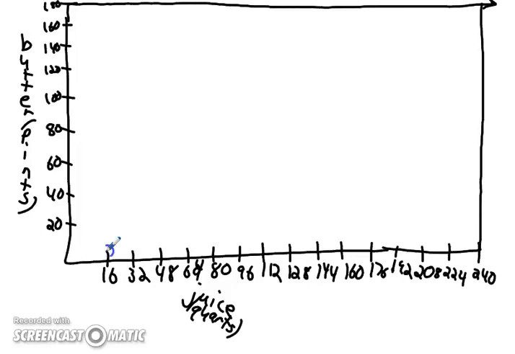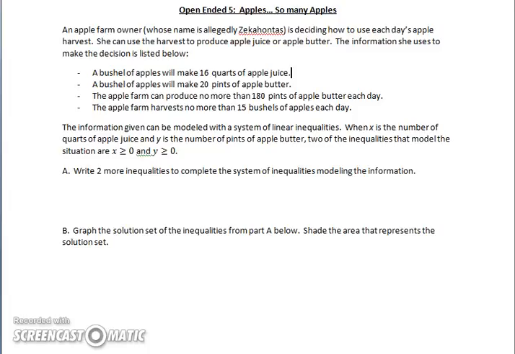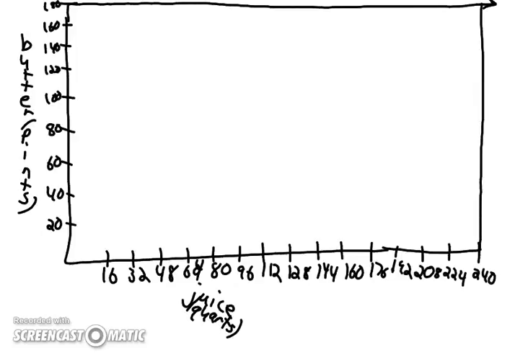All right. Now we do need one more line here, one more equation. And what's going to happen here is that for every bushel that we put towards the apple juice, it'll make 16 quarts of apple juice, but we'll lose 20 pints of apple butter. So if we go back here, if we don't put anything towards the apple juice, we would have 180 pints of apple butter. Okay, if we don't put anything towards the apple butter, we'll have 240 pints of apple juice.